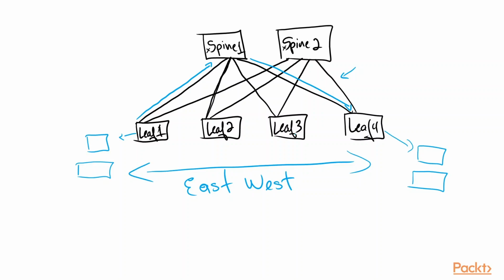You're going to take advantage of all those links versus in a 3-tier design where you might have spanning tree blocking a redundant link, or you might have limitations with port channeling, where this is literally a layer 3 link. Everything will be forwarded equally.